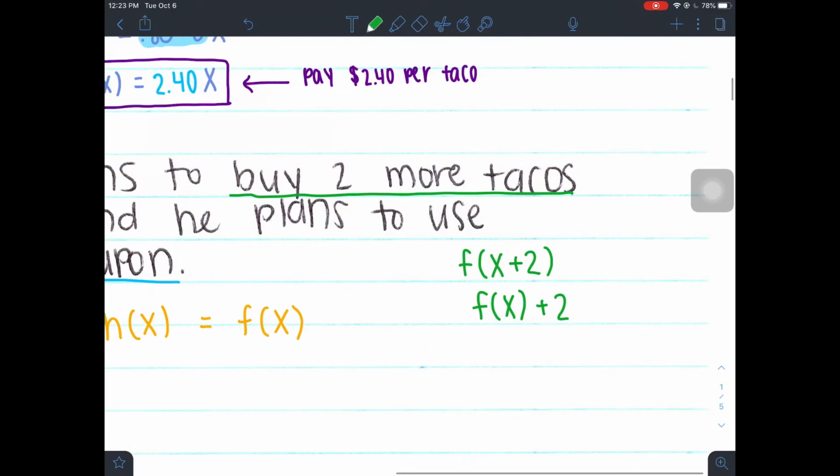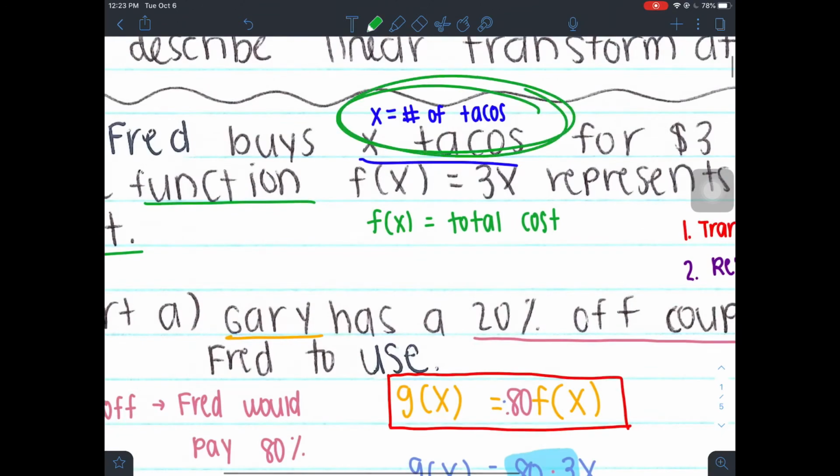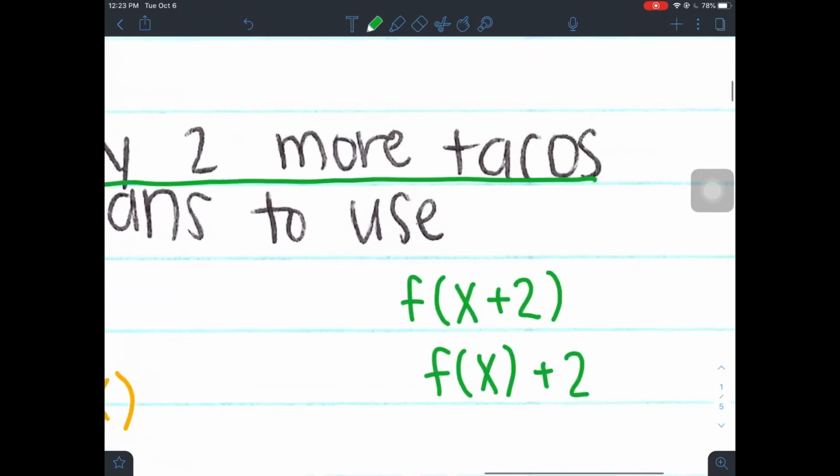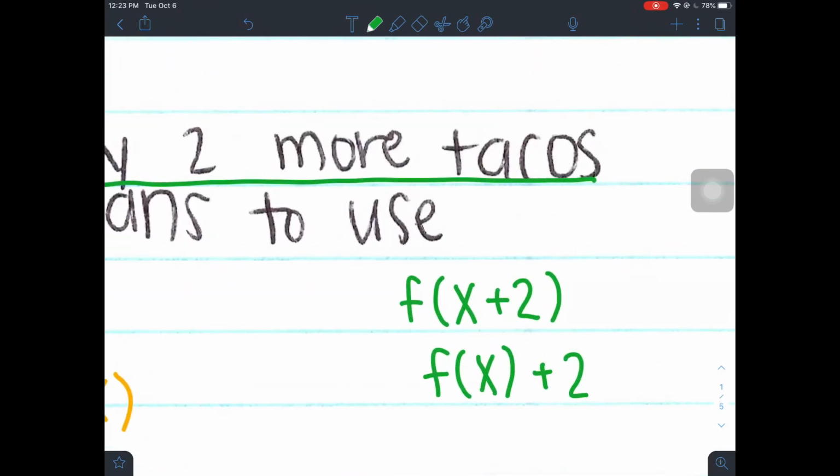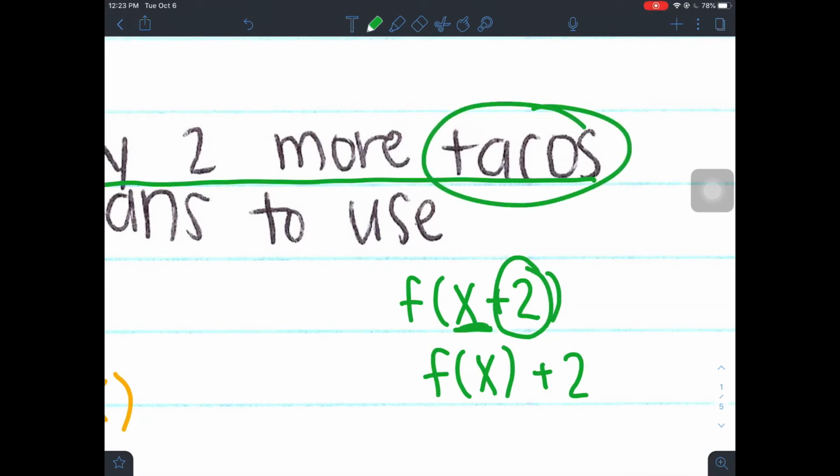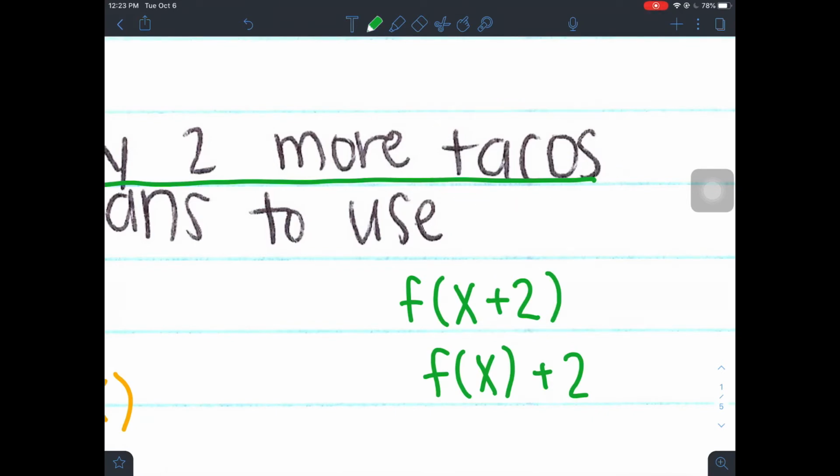Now, he wants to buy 2 more tacos. What represents tacos in our problem? x represents tacos, right? If I go back to the top, remember, x is the number of tacos. So if he's buying 2 more tacos, would I put it inside with the x or on the outside? It'd be on the inside with the x because x is tacos and you're buying 2 more tacos, so that's why the 2 would go inside with the x.